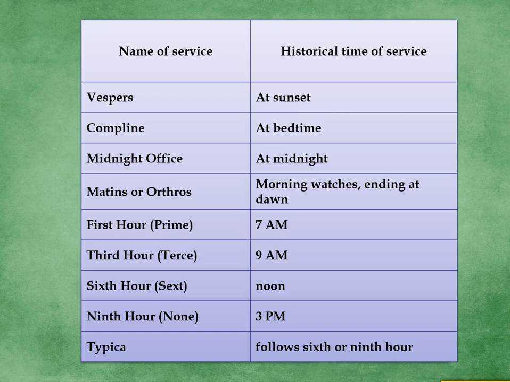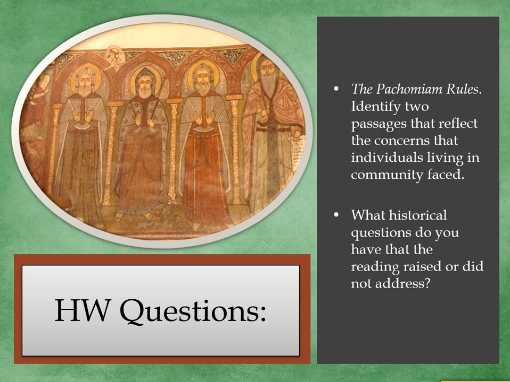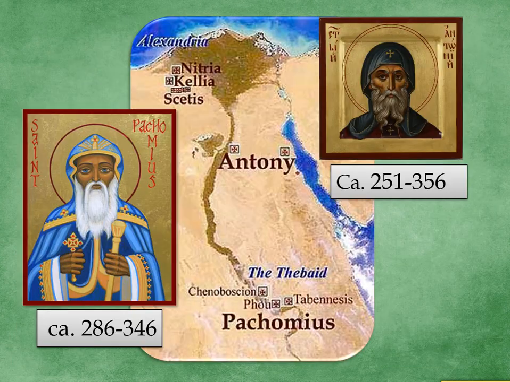So our homework questions for this particular unit, I'm not going to talk you through because I'm just going to read through your homework and see what it was that you identified from the Pacomian rules, the various things that reflect the concerns that individuals living in community faced. I know that I personally learned a lot about fears of intimacy, about concerns over sharing, concerns over health, and so I'm interested to see what it is that you found.